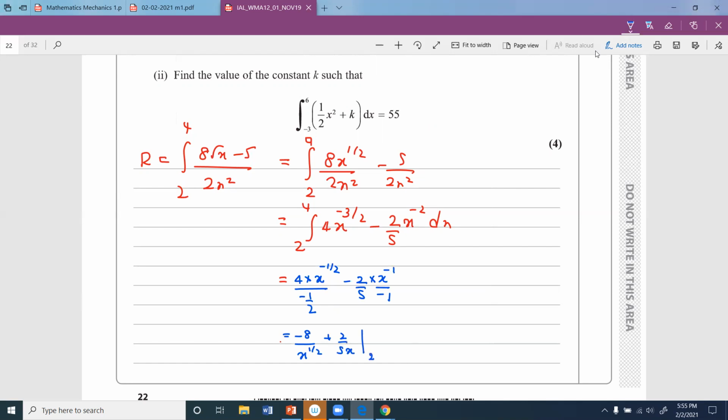The limits are 2 and 4. If you substitute 4: minus 8 over 4 to the power half plus 2 over 5 times 4, minus, if you substitute 2: minus 8 over 2 to the power half plus 2 over 5 times 2.